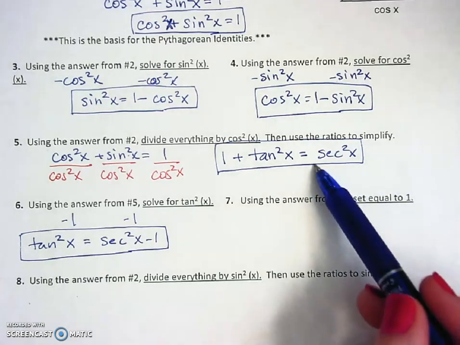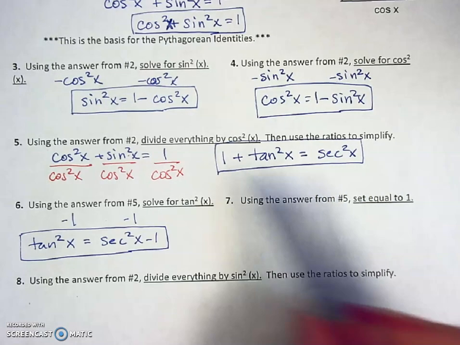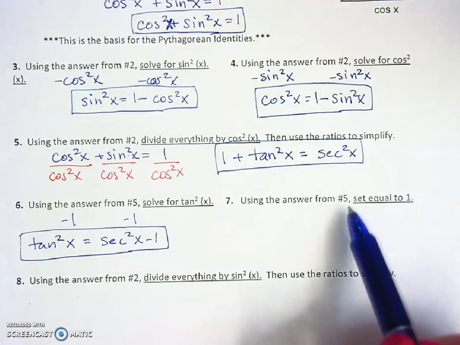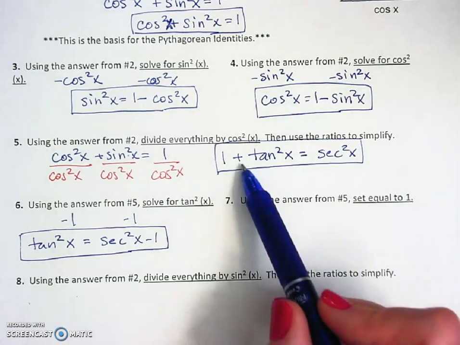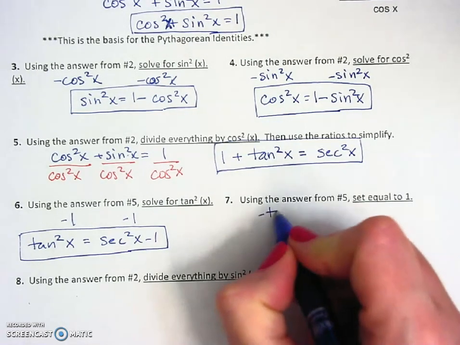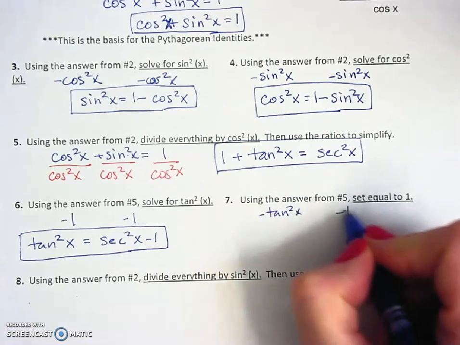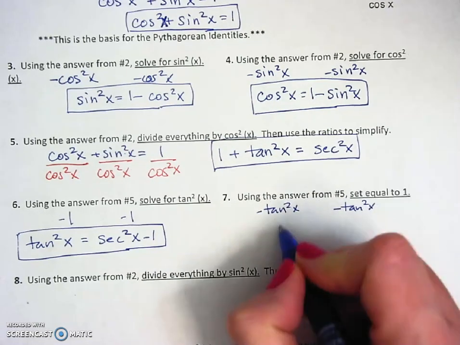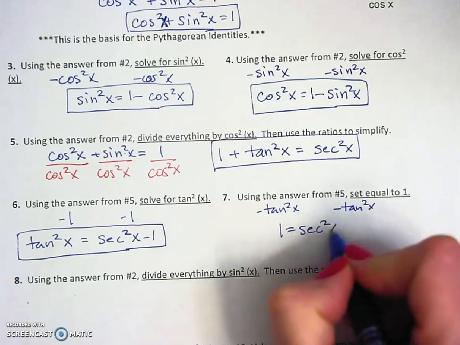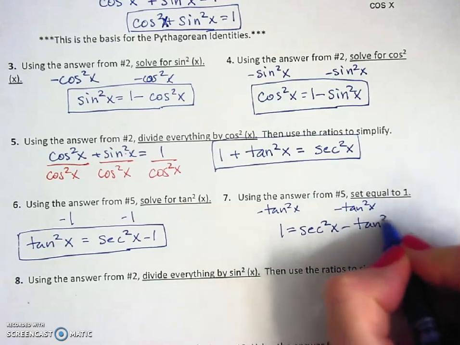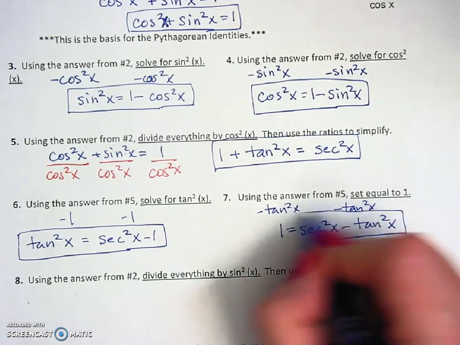Now, going back to number 5, let's see what it would look like if we solve for the 1. We set it equal to 1, so get 1 by itself. So I'm going to subtract tangent squared from both sides of that equation. And that gives me 1 equals secant squared x minus tangent squared x.